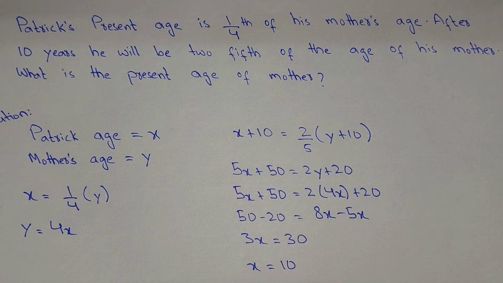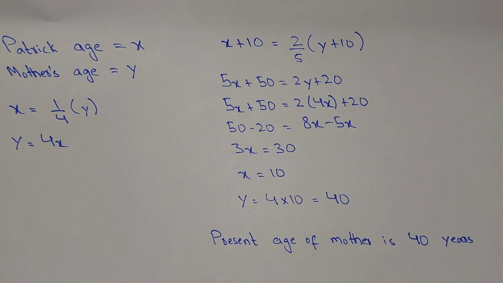But in the question, we are being asked about the present age of the mother. Now the present age of the mother is Y equals 4X. We know that Patrick's present age is 10, so 4 into 10, that will be 40. So we can say that the present age of the mother is 40 years.